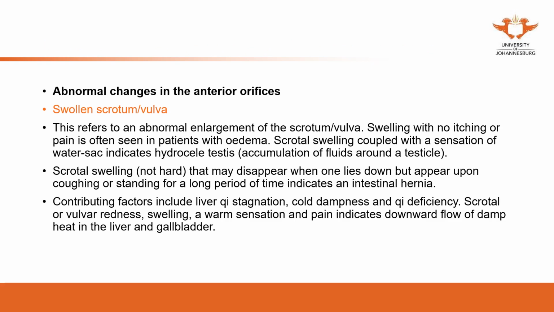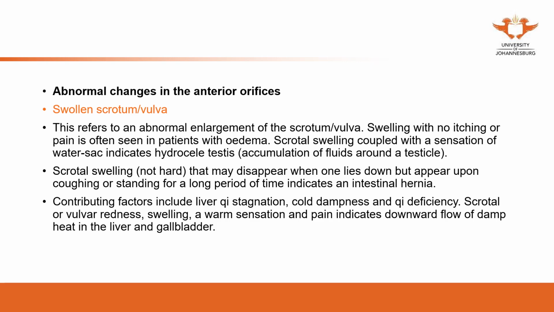The first one, swollen scrotum or vulva in female. So this is very similar to the enlargement of the other area. So the enlargement, you think about the stagnation. The enlargement, especially for this area, also can be the hernia. It can be the prosthesis. So when you see the enlargement of certain parts of the body, you need to think about what's the cause. It can be the prosthesis, it can be the water retention.